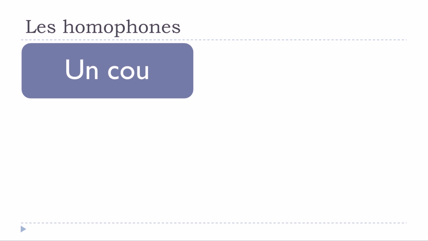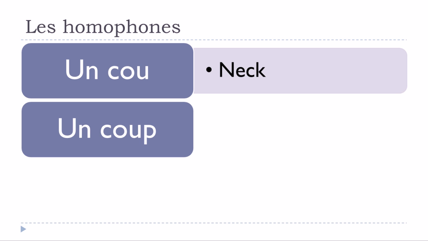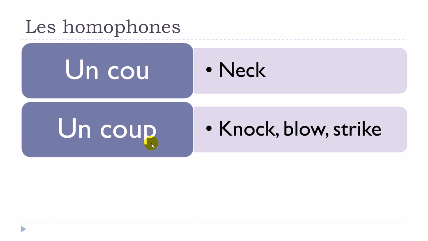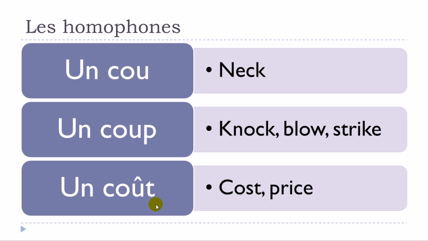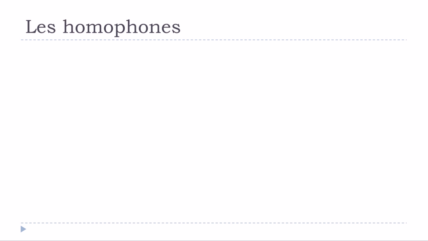Un coup. And then un coup. You can see that you get this final P here, but you don't pronounce it. And last, un coup. Remember, accent circumflex, you don't pronounce it. Final T, same thing, you don't pronounce it. So un coup, and then un coup. The same pronunciation.